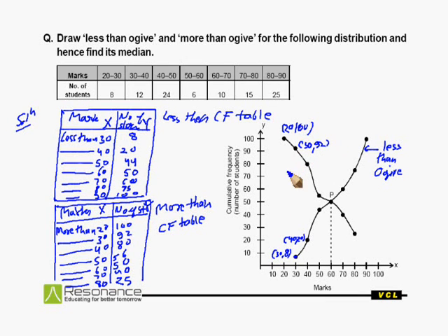So this point is representing 30, 92. Now the last point is 80, 25. That is 80 on the x-axis and 25 on the y-axis. So this point is representing 80, 25. So we have to join all these points again by freehand. So this curve is known as the more than ogive.